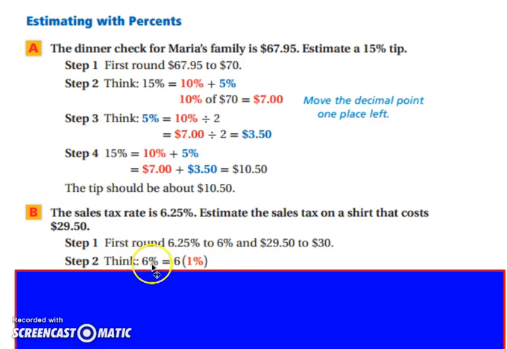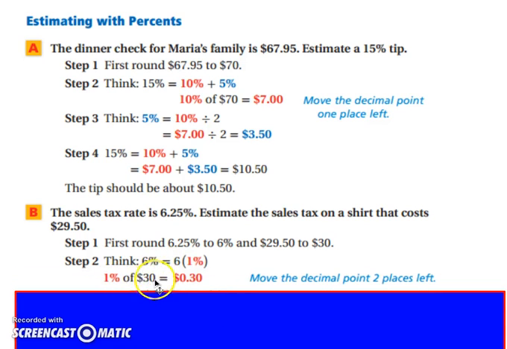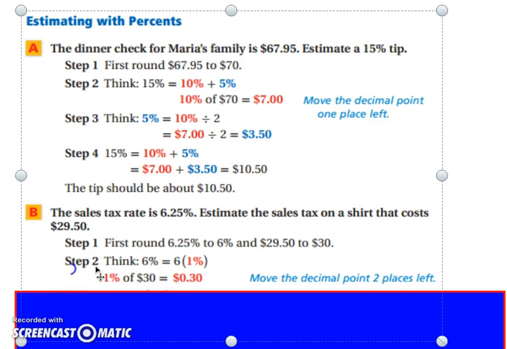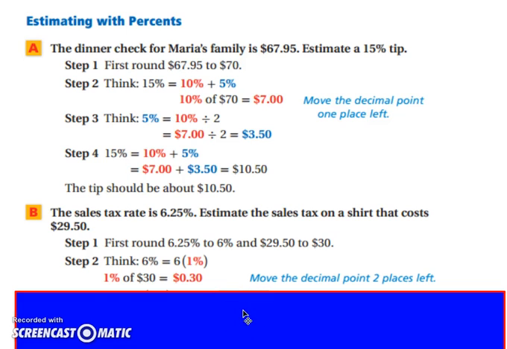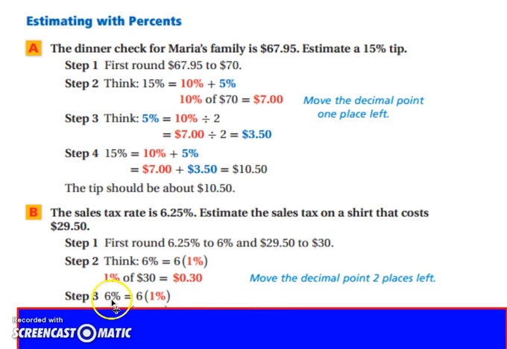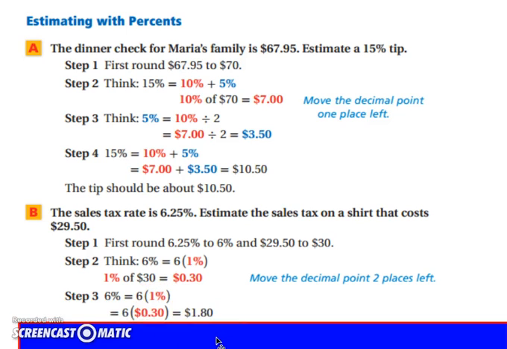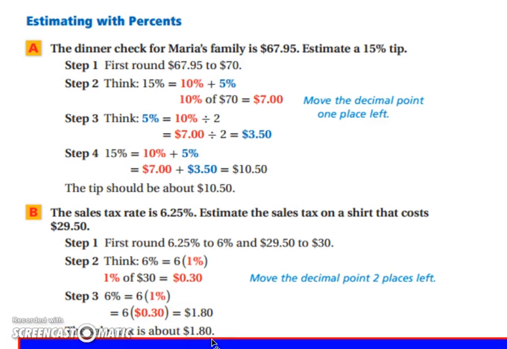So you can think of 6% as 6 times 1%. So 1% of 30 is 0.3. And then, since 6% equals 6 times 1%, 6 times 30 cents is 1.8, so $1.80. So your sales tax is about $1.80.